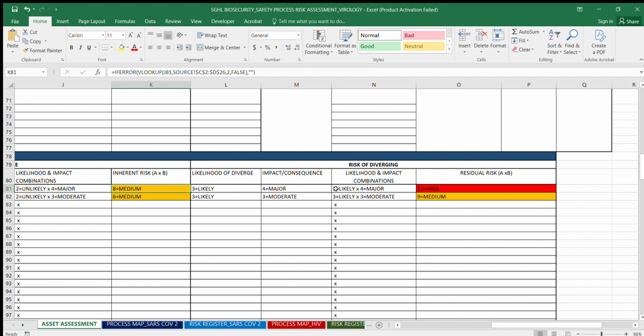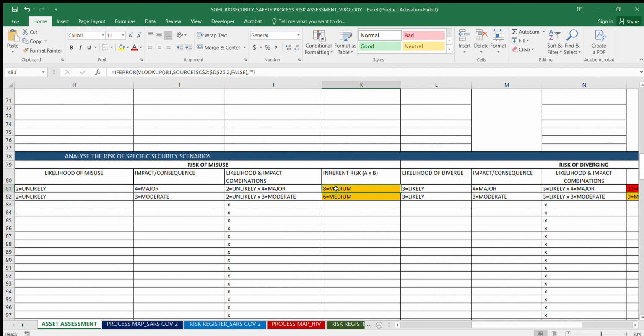Then the risk of diverging is by someone who may be an insider. So maybe someone can get these agents from the inside and diverge these samples. Diverging is just another term for theft by an insider. Or during transportation, someone may diverge these samples. So that's also theft. Of course, the means, the motives, as well as the opportunity will be different if you look at the different people that can have access to these particular agents.